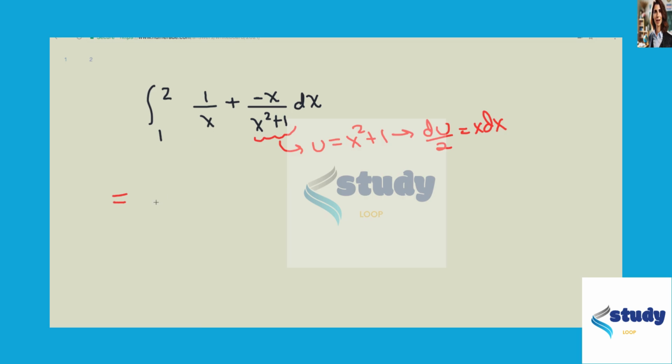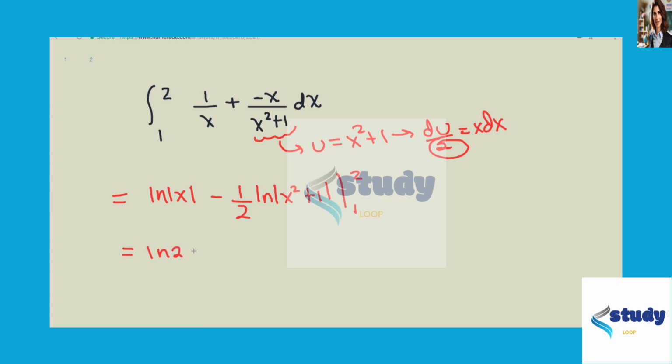So the first integral, natural log. And then for the second, minus 1/2. You could see where the 1/2 is coming from. Natural log, x squared plus 1, 1 to 2. And then just go ahead and plug in the endpoints and simplify.